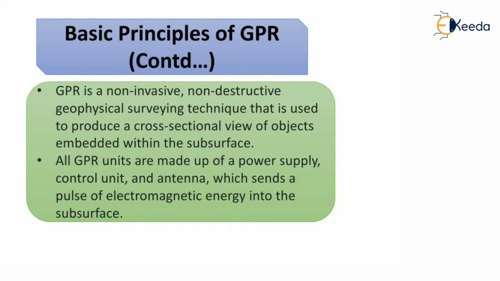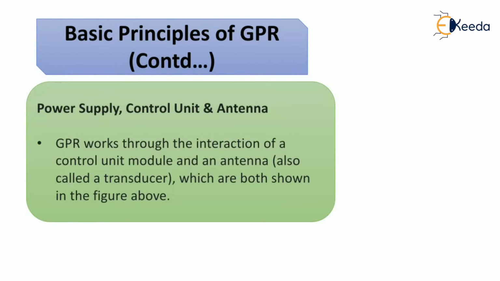It is a non-invasive, non-destructive geophysical surveying technique that is used to produce a cross-sectional view of the objects embedded in the subsurface. All GPR units are made up of a power supply, a control unit, and an antenna which sends a pulse of electromagnetic energy into the subsurface to detect the local utility. Now we will see the power supply, the control unit, and the antenna.